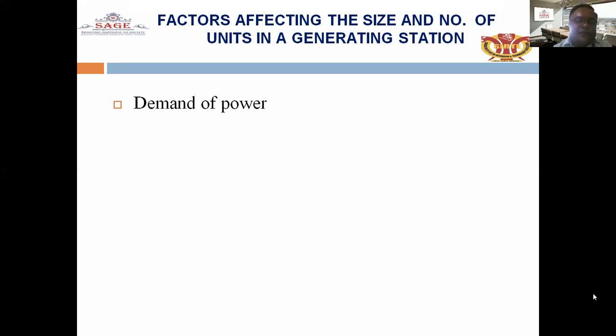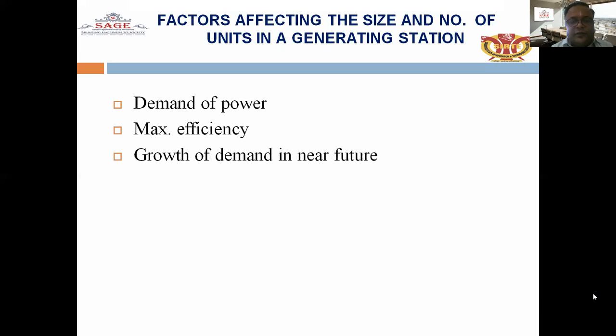This is the first factor, demand of the power. How much power is required from their side? That is the important factor which affects the size of the plant. Maximum efficiency: if the maximum efficiency is required, the plant is equipped with the efficient mountings and the accessories in the proper manner.